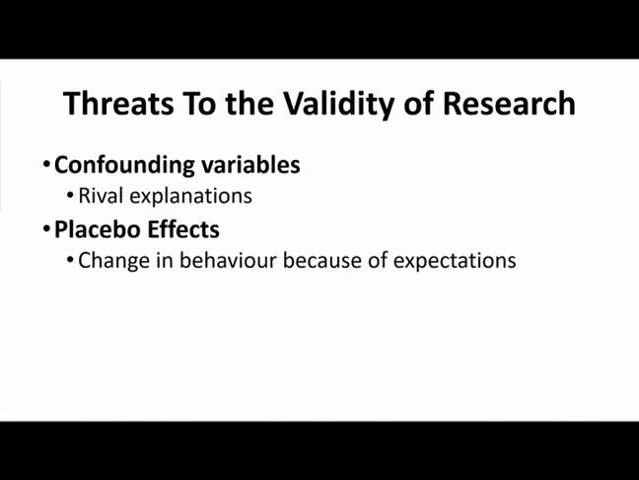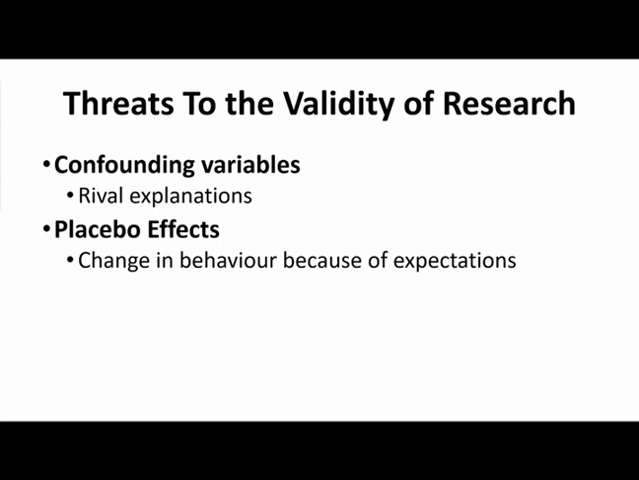Now, what can threaten our internal validity? Something like a confounding variable. And a confounding variable is basically an alternative explanation, something else that's going on. In my example, when I was talking about you're trying to measure personality and some kind of behavior, a confounding variable could be mood. And if you don't specifically try and control for mood, then it can threaten the internal validity of your study. Another threat would be placebo effects.